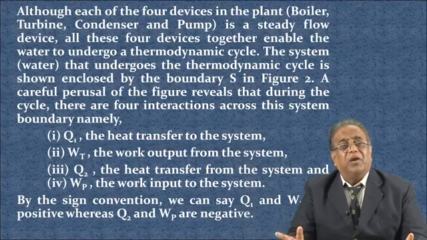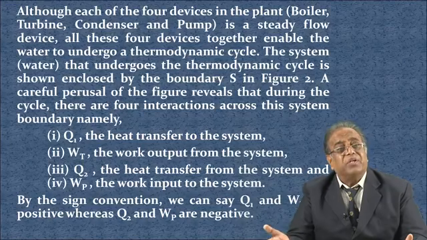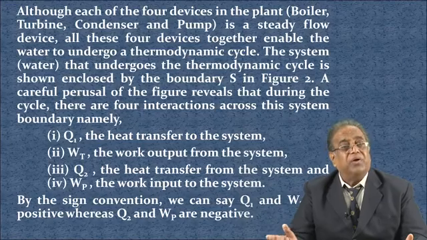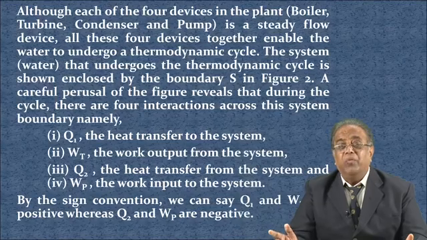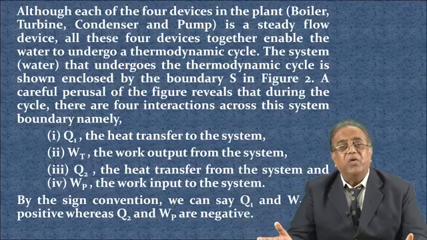A careful perusal of the figure reveals that during the cycle there are four interactions across the system boundary, namely Q1, the heat transfer to the system, WT, the work output from the system, Q2, the heat transfer from the system, and WP, the work input to the system. As I already mentioned, by the sign convention, Q1 and WT are positive, whereas Q2 and WP are negative.